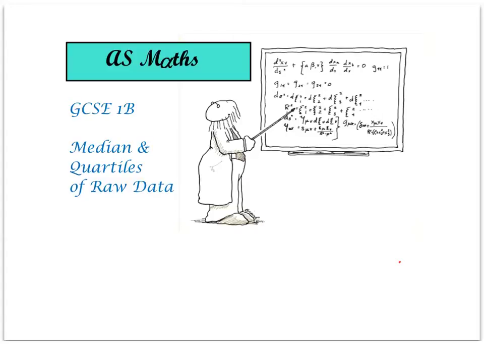You might already know how to calculate median and quartiles. Raw data is where it's not grouped or put in a table, it's literally just a string of numbers. And you might know how to do this already, but it's probably worth watching this video just to see how to do it in the A-level way, the way that's expected by the Edexcel exam.